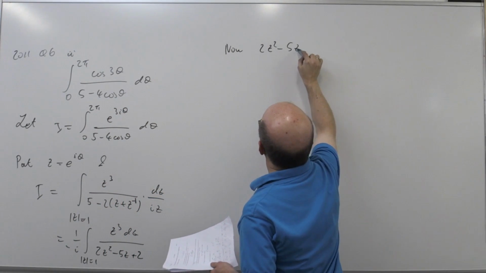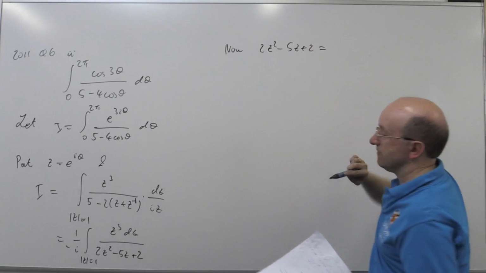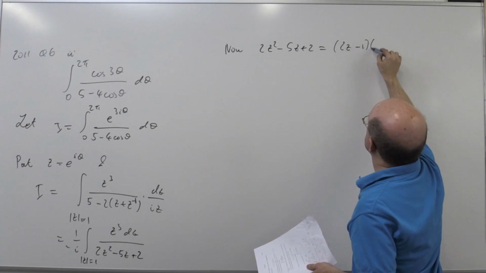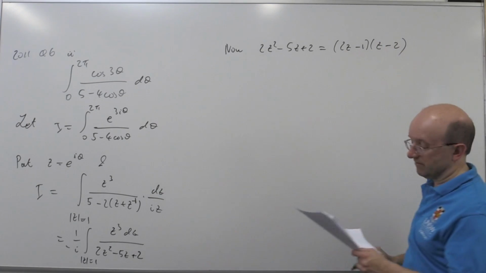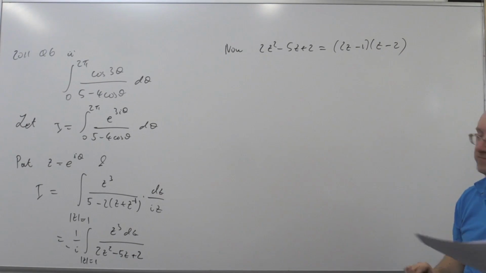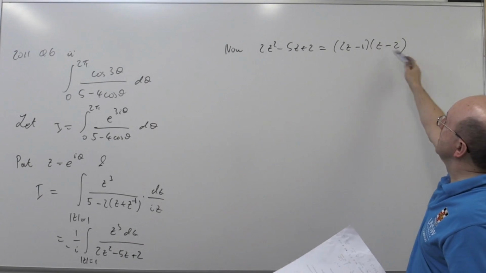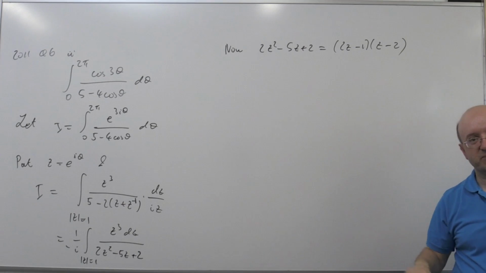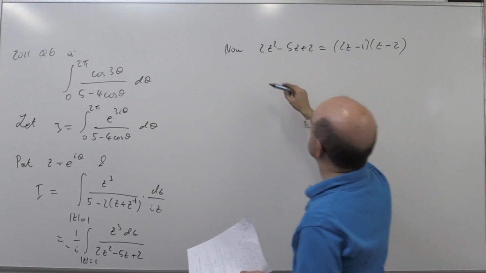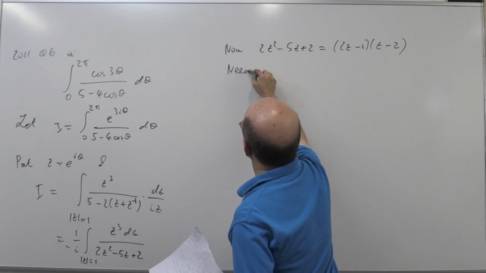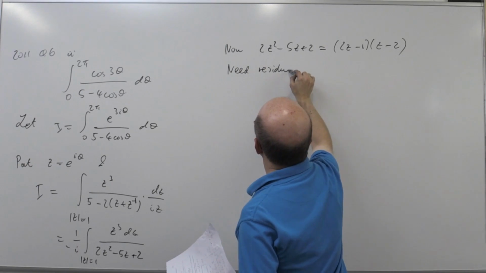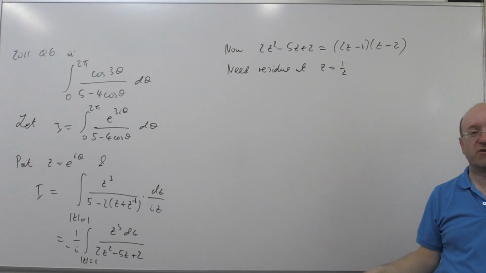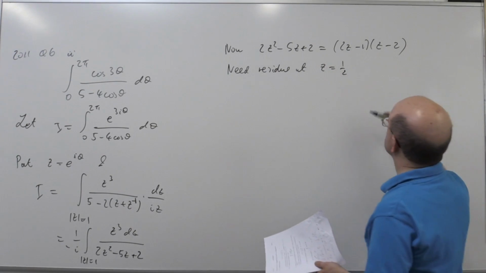2z squared minus 5z plus 2. Well, you could find the roots using the quadratic formula, or you could factorise it. And that's how it factorises, this particular one. And once again, simple zeros. So simple zeros in the denominator give me simple poles of the function. So we need the residue at z is a half, because z equals 2 is outside the contour, so it doesn't play any part.